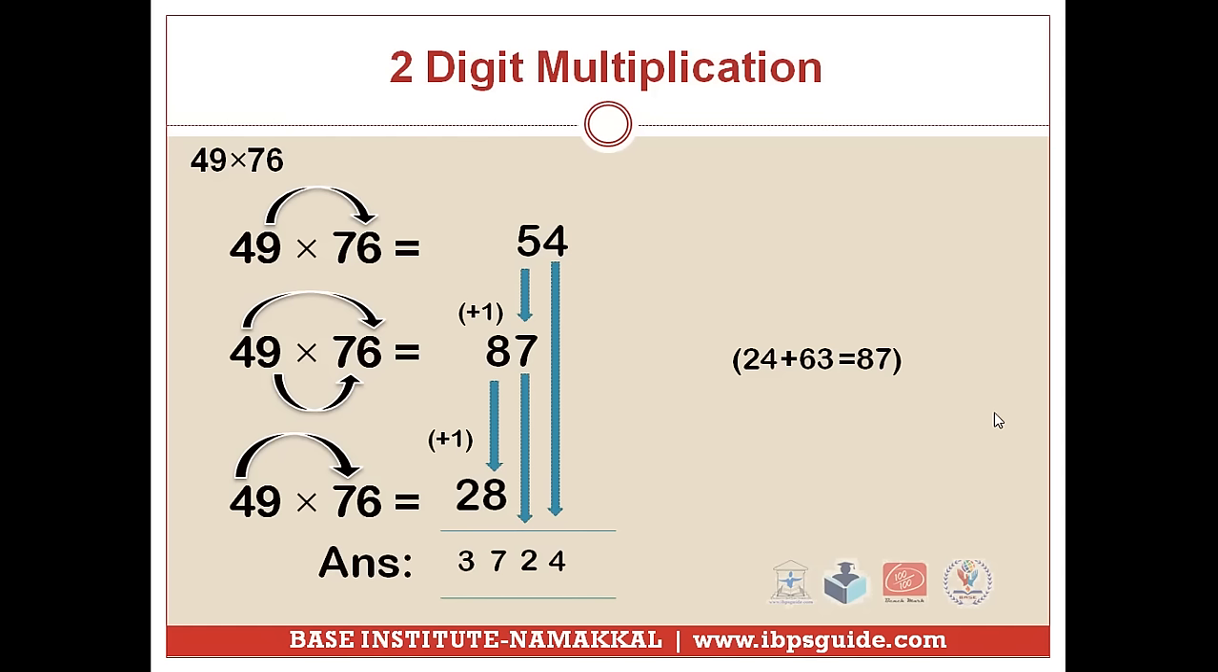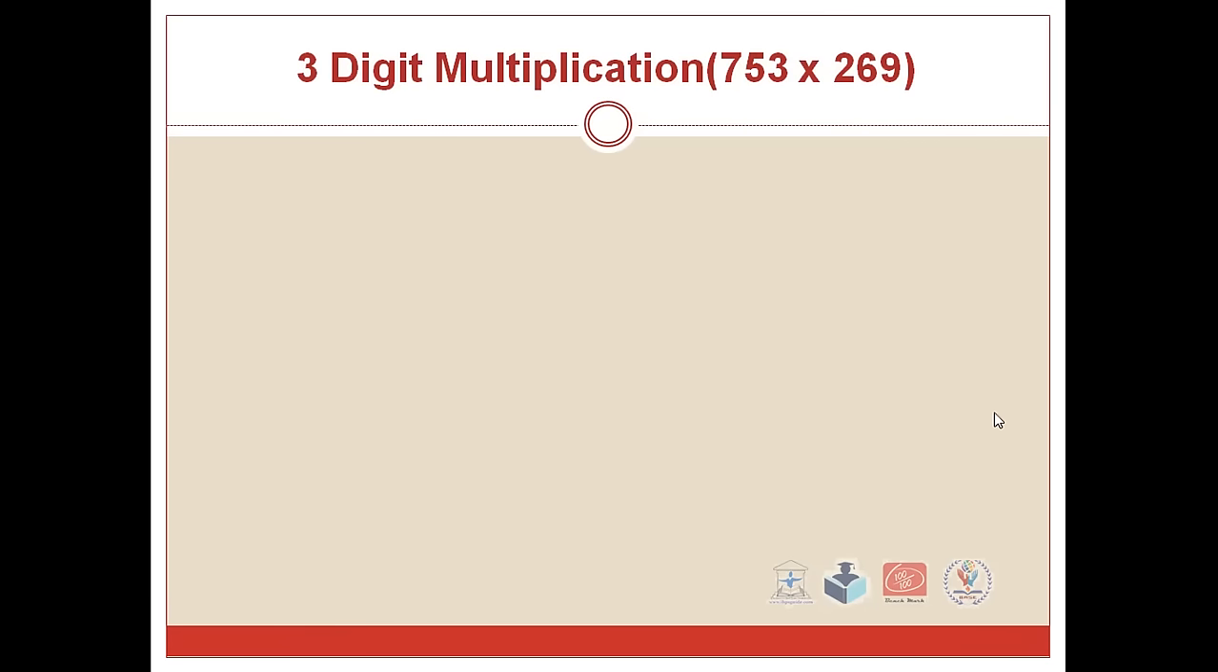Next we are going to see the shortcut on 3-digit multiplication. For that we are going to take an example of multiplying 753 with 269.